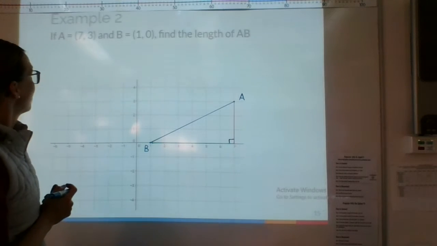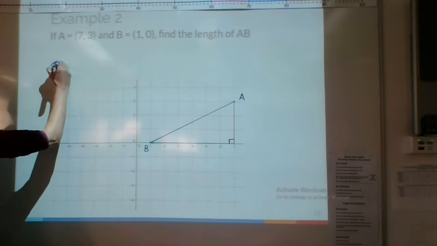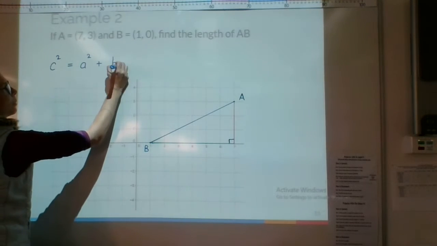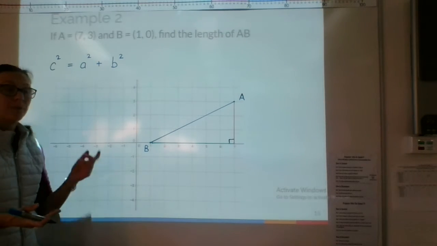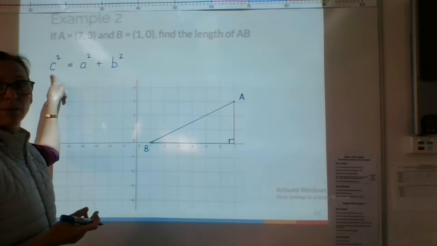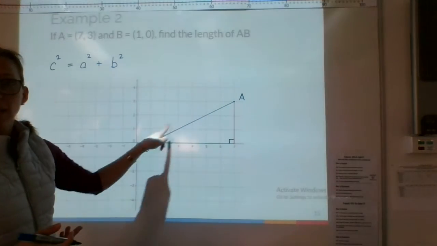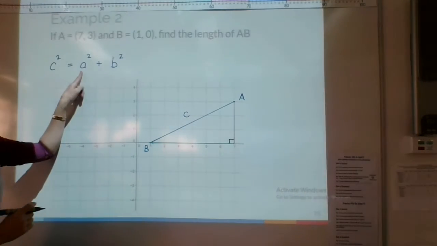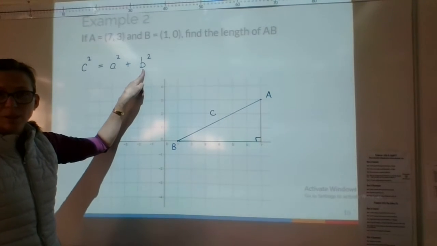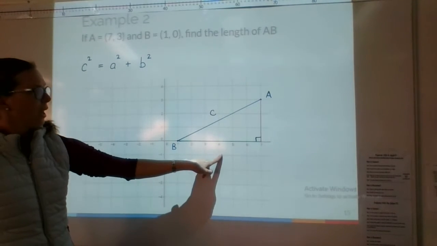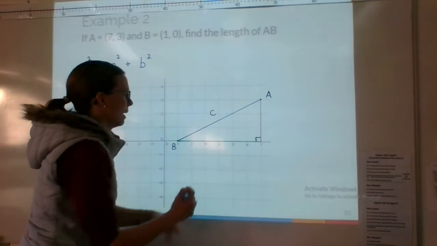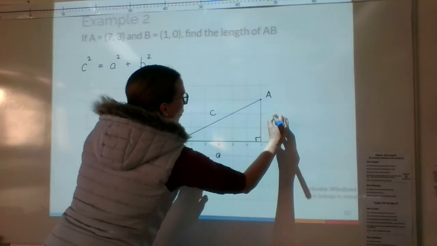Now, Pythagoras' theorem says that c squared equals a squared plus b squared. What do those things mean? C represents the hypotenuse, which is the longest side in a right angle triangle. So this line here is C. A and B are the shorter sides in the right angle triangle. So we can label them either way around. This is A and this is B, or this is B and this is A. So I'll call this A, I'll call this B.